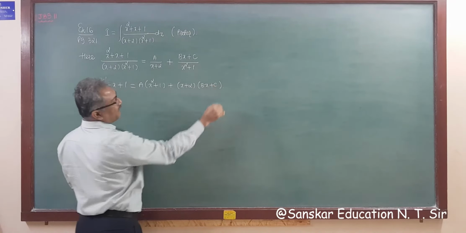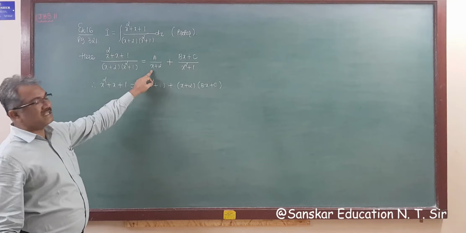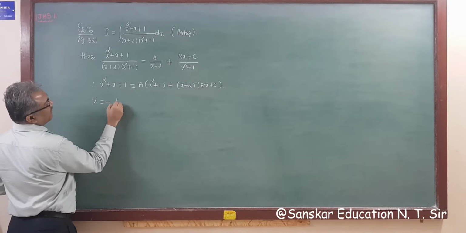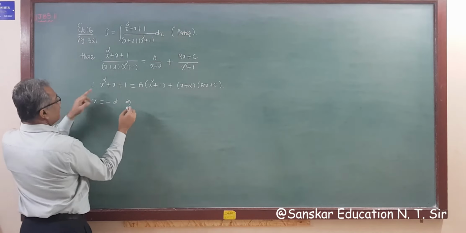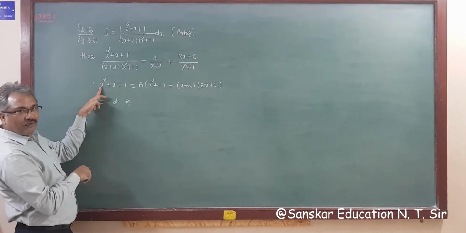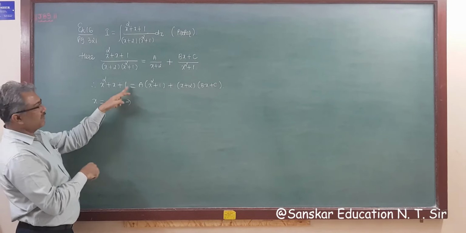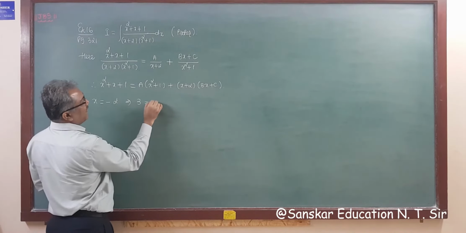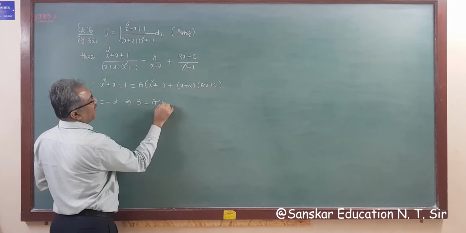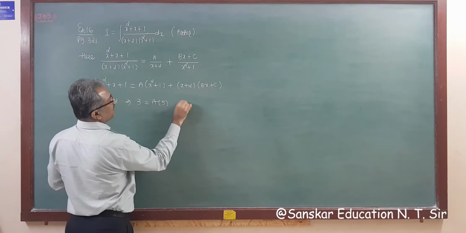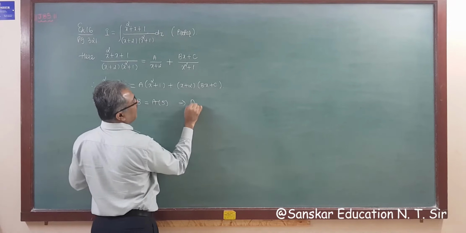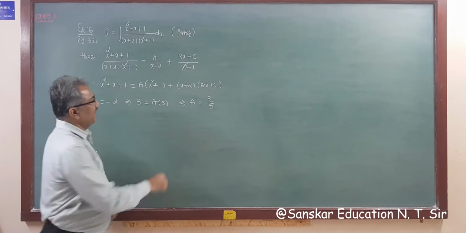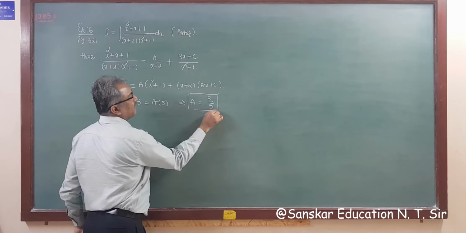This is the answer. Now first taking this factor, x is equal to minus 2. This implies minus 2 square is plus 4, minus 2 is 2, plus 1, that is 3, is equal to A times minus 2 square, 4 plus 1, 5, and the other term becomes 0. So A into 5, this implies A is equal to 3 by 5. That is the value of A is 3 by 5.